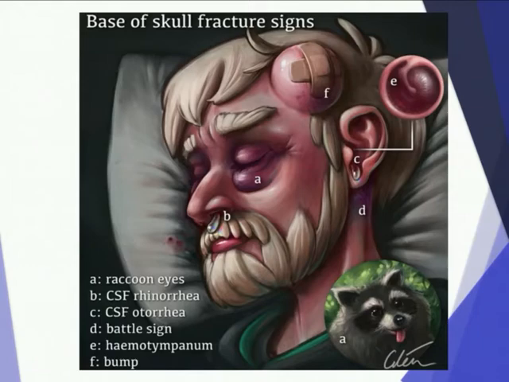And the signs are demonstrated here, so you've got things like raccoon eyes or panda eyes, whether there's any leaking of CSF from the ears or from the nose. Battle sign is bruising over the mastoid area, whether they've got any blood behind their eardrum, and then also any obvious signs of a skull fracture, depression, or a bump on the head.